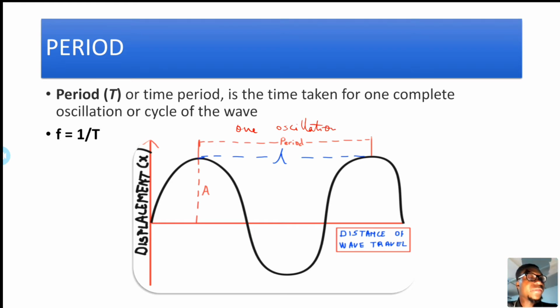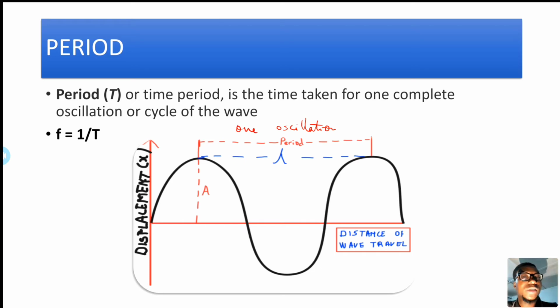The basic thing you need to know here is the equation for period. We have two variations. The first variation is what you have here: frequency equals 1 over T. The frequency, if you don't know what that means, is just the number of oscillations per unit time. Like in 1 second, how many oscillations do you have? So the shorter the wavelength, the more oscillations you have per second. We'll get to that in a minute.